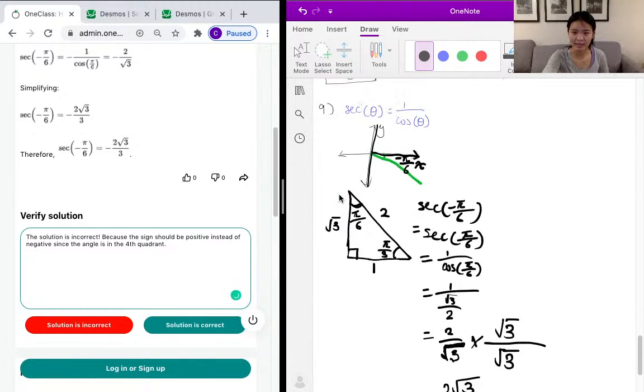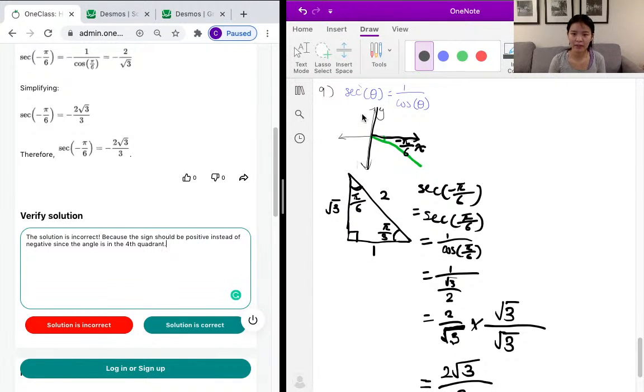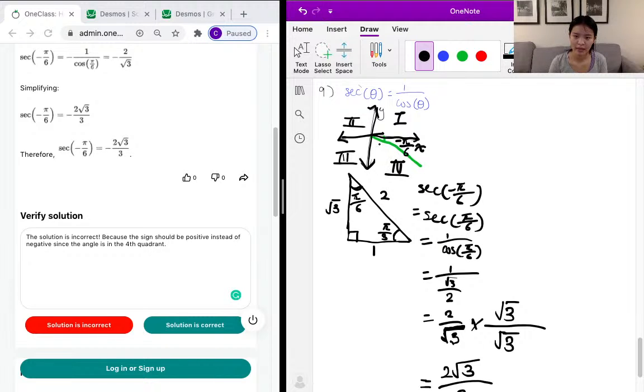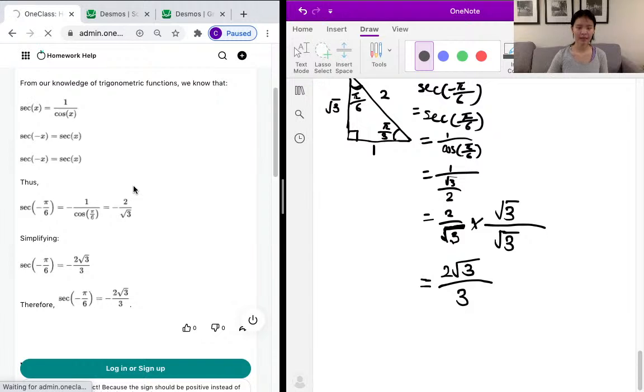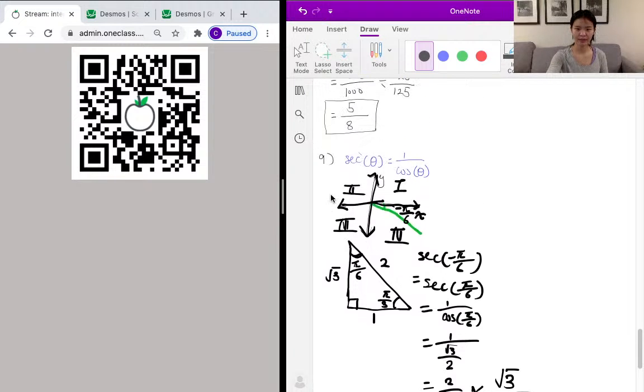And by that, I just mean that for a unit circle over here, the quadrant starts counting from here. This is the 1st quadrant, this is the 2nd quadrant, this is the 3rd, the 4th quadrant. And our angle, our green line, which symbolizes our angle, is actually in the 4th quadrant, where x is cosine. So yeah, let's just say that. Okay, and let's just say the solution is incorrect. Now let's move on to our next problem.